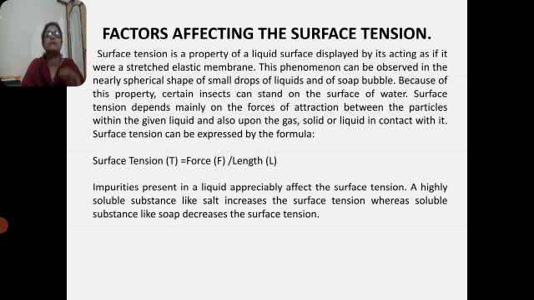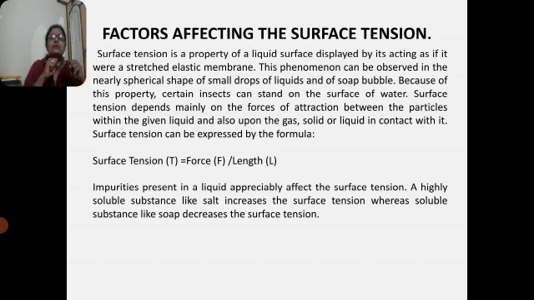Because of this property, certain insects can stand on the surface of water. Already I have shown in the last video a water strider. A water strider can stand or walk on the surface of the liquid. So surface tension depends mainly on the forces of attraction between the particles within the given liquid and also upon the gas, solid or liquid in contact with it. The surface tension can be expressed by the formula force per unit length, that is force by length.